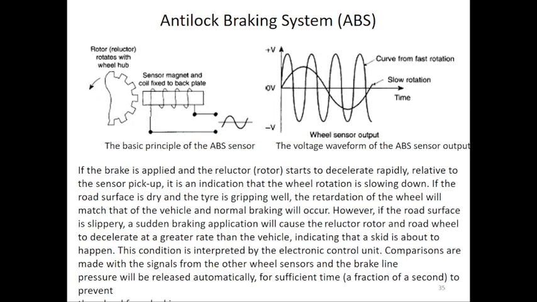This ABS works with the help of voltage waveforms generated by the ABS sensor outputs. This ABS sensor output generates positive values at the peak points and negative values at the valley points, from the peak point to the valley point.